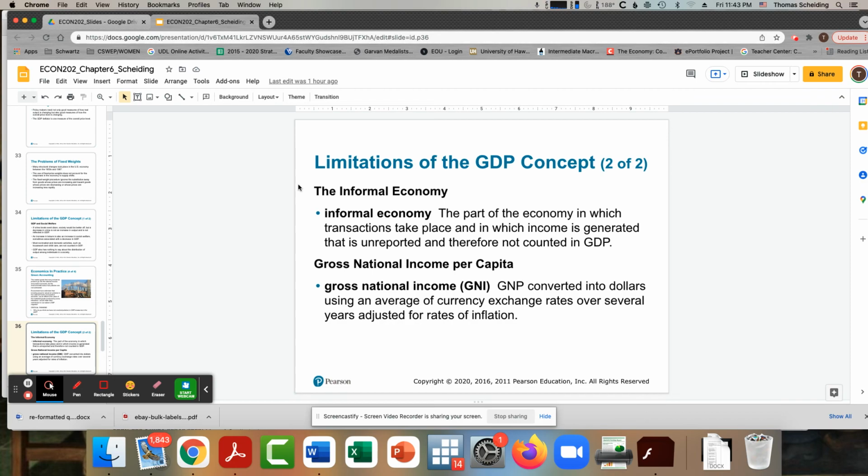What else is really... that's pretty much it for this chapter. I don't want to get too detailed here in these last things. As I already said about the informal economy, that's not going to be counted as part of GDP.